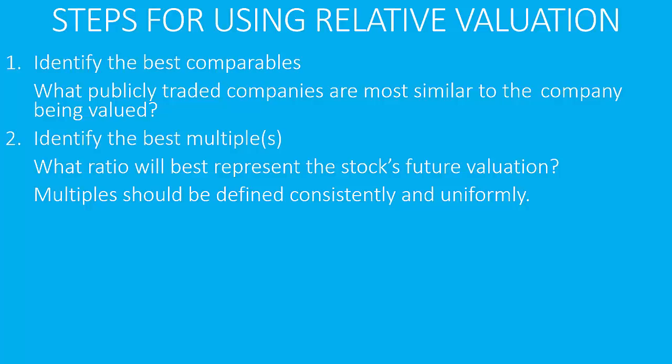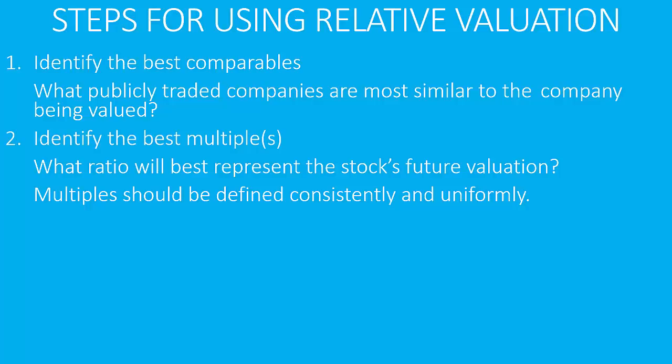Oftentimes this is the PE ratio, and that makes a lot of sense. You take the price per share and divide by the earnings per share. That's how you standardize the ratio to apply it to the company being valued. Sometimes earnings is negative, so what you have to do is go up the income statement until you find something that's positive. Maybe that's EBIT, EBITDA. Maybe you have to go all the way up the income statement till you get to revenue.